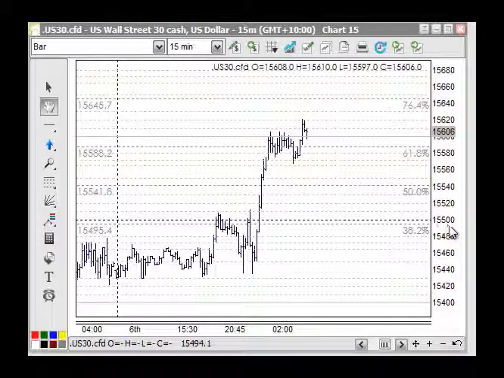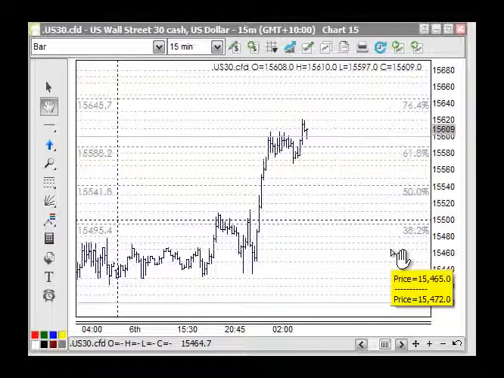So the break above 15,500 is where you want to go long. Yes, you can take profit at the 15,600 here, but there's still higher ground to be had here further up. And also too with the non-farm payrolls today, tonight, next session, the US is also likely to spike it up as well.